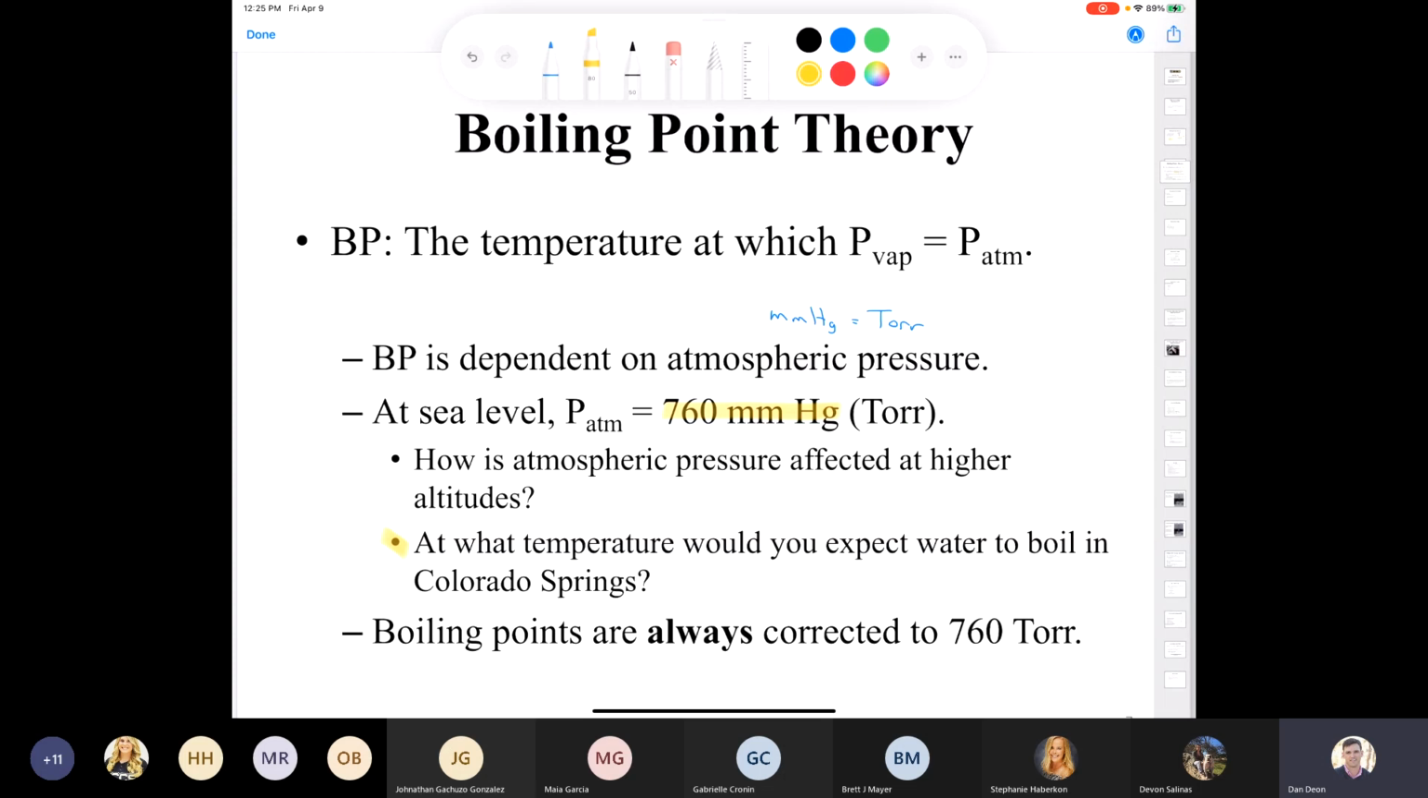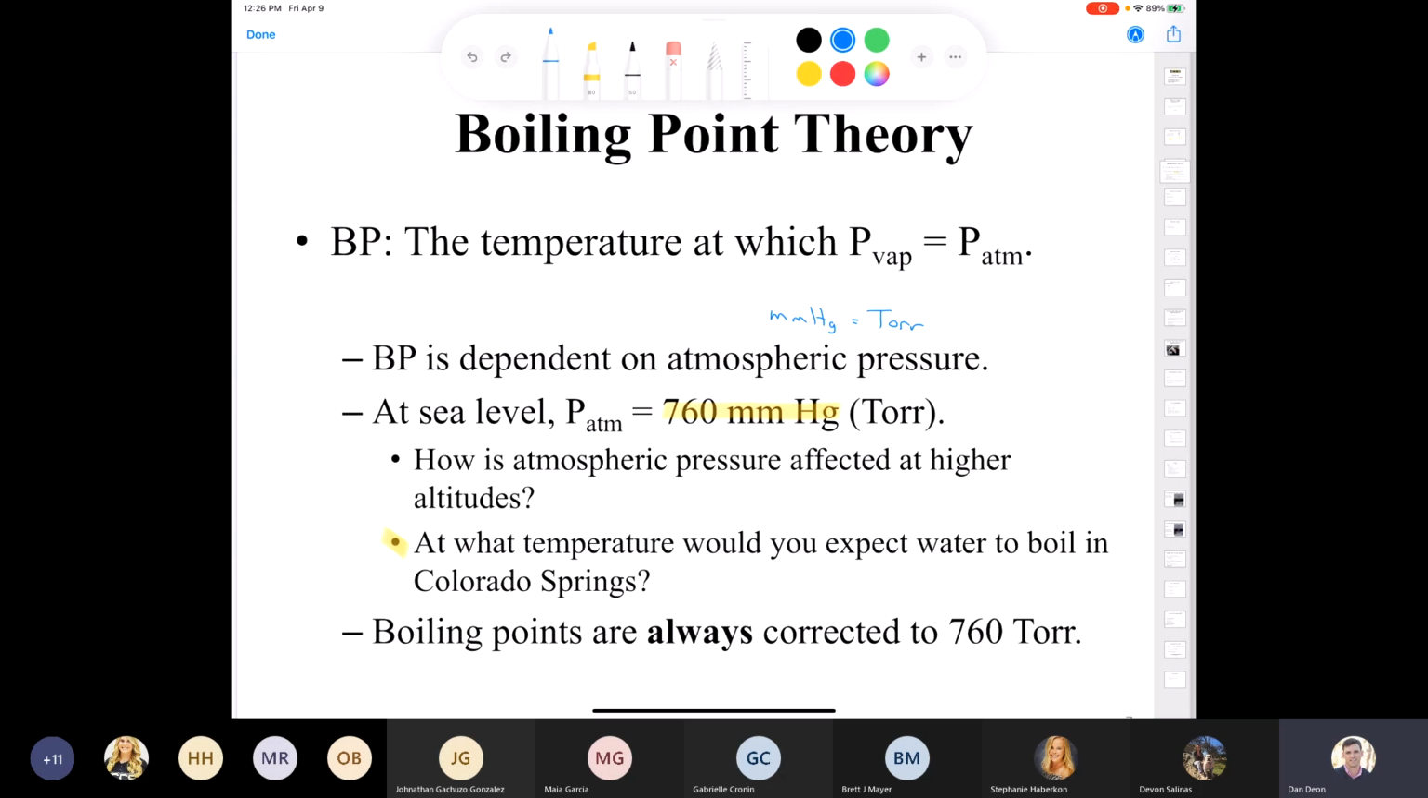At a higher elevation, the water or any liquid is going to boil at a lower temperature, and that is due to less atmospheric pressure pushing back on the molecules in the liquid phase. So if we lower the atmospheric pressure, then we're going to have a lower boiling point. I can go into more detail on that, and I might talk to you a little bit more about that at the end of the lab lecture if there's time.